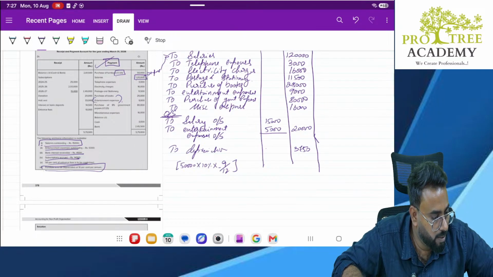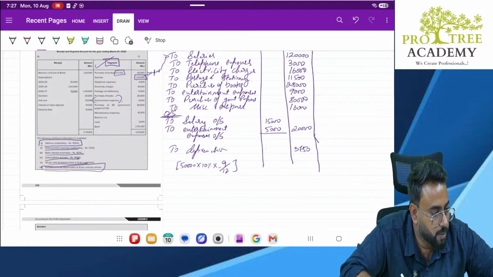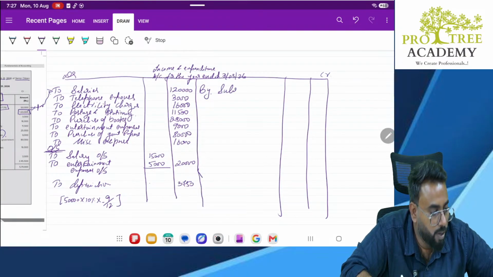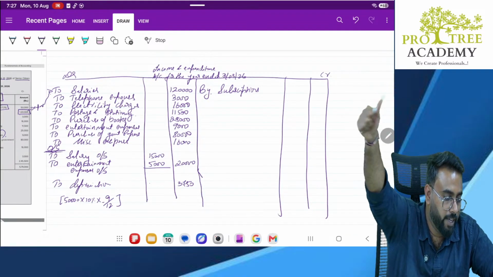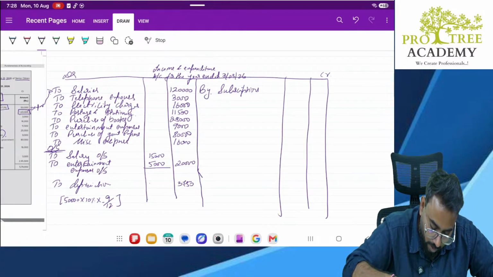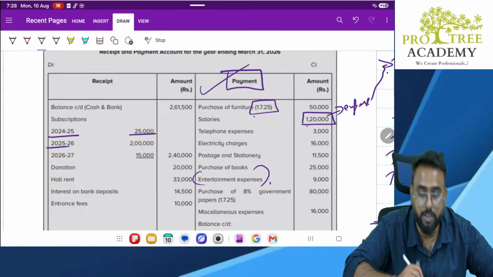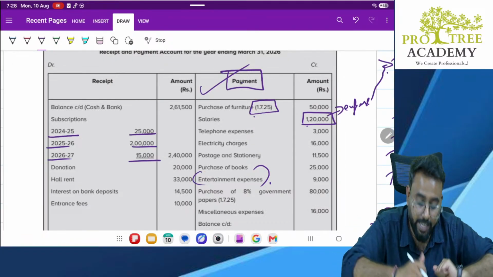Have we missed anything? I don't think we have missed anything. Okay. Yes. Now let's come to income side. First thing, subscriptions, sir. Yes, very good. Subscriptions. Now, we have received subscription of what year? We have received subscription for 24-25, 25-26, 26-27. But out of these 3 subscriptions, which belongs to the current year?